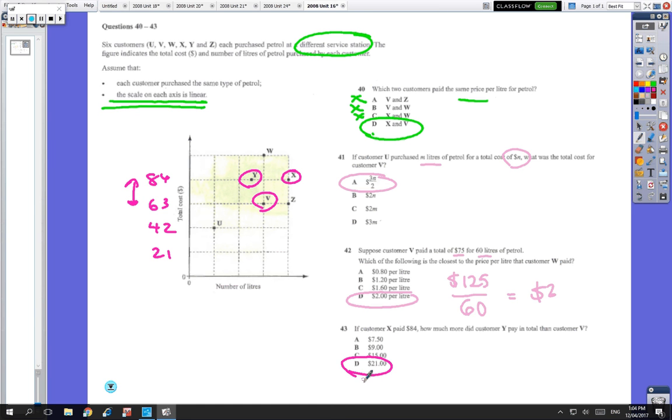Okay, so that was not hard, but you did have to understand that that part there was the most critical part of the question.